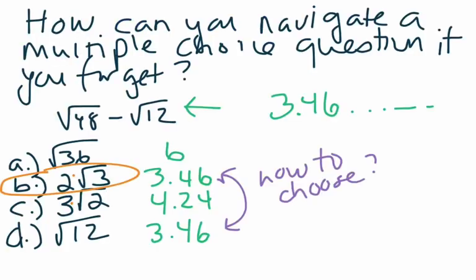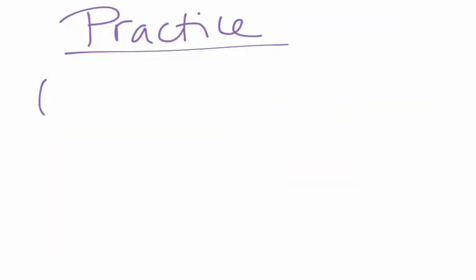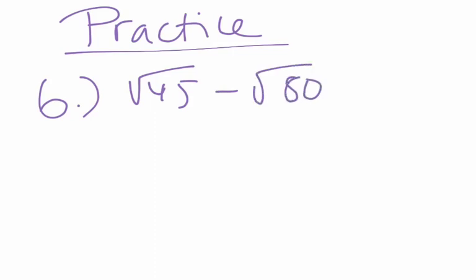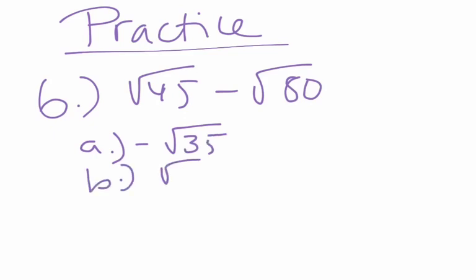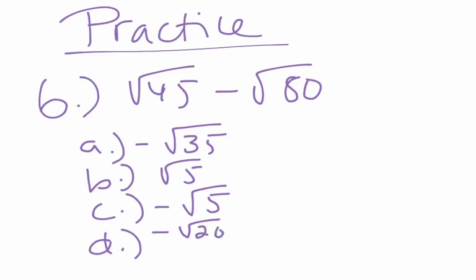So the last practice problem of the lesson is this one. What am I up to? Practice problem number 6. Okay. And it is the square root of 45 minus the square root of 80. And here are your choices. Negative square root 35, square root 5, negative square root 5, and negative square root of 20 over 5. And I will stop the video here, and we'll talk about it in class, but I'm stopping the video here.